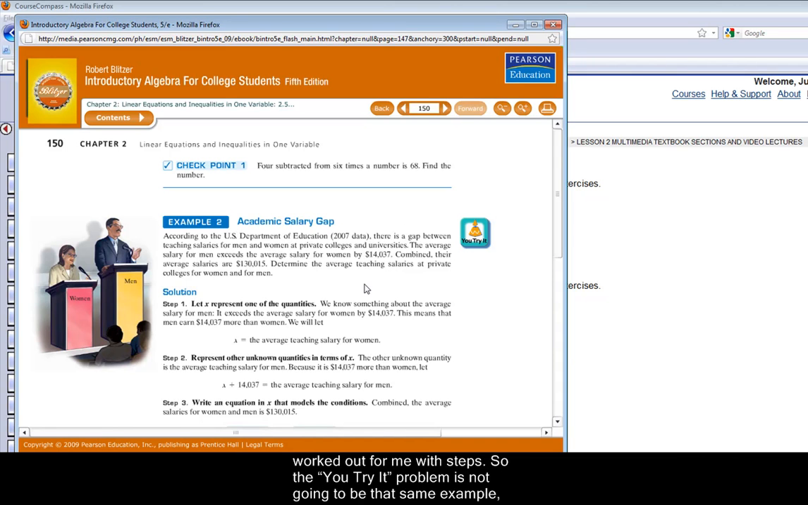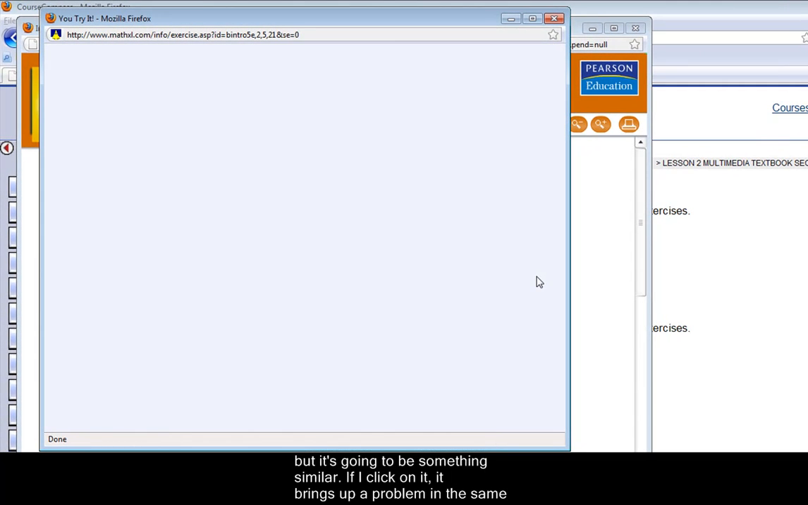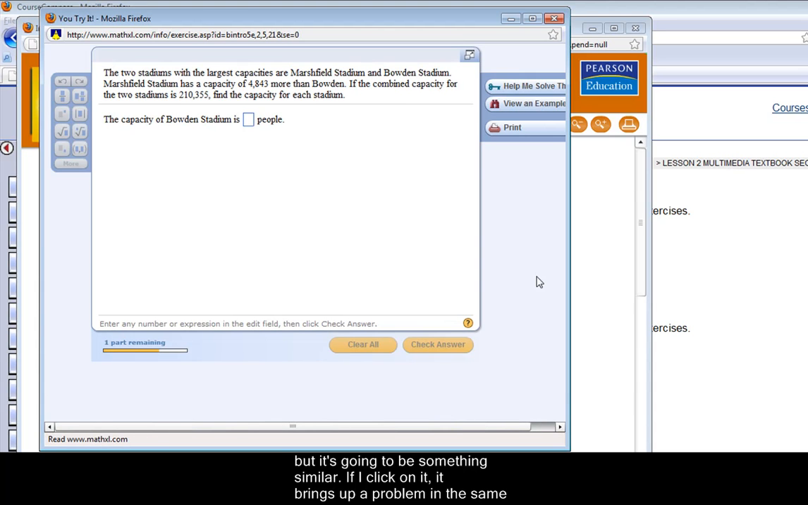When I get to example 2, I see a you try it problem. Now this example is worked out for me with steps, so the you try it problem is not going to be that same example, but it's going to be something similar. If I click on it, it brings up a problem in the same format that your homework will be in.